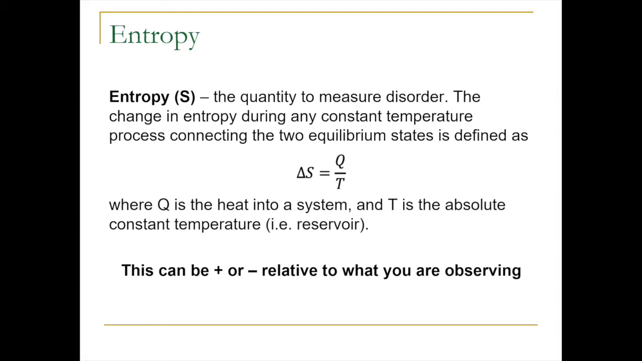And so if we want to find the change in entropy during any constant temperature process connecting two equilibrium states, it can be defined by delta S equals Q over T, where Q is the heat input into the system and T is the absolute constant temperature, in this case of the reservoir from which we are extracting the heat. We know from experience that this can be a positive or negative value depending upon how you're looking at it. When we see an object becoming less random, it's only because another object is becoming more random.